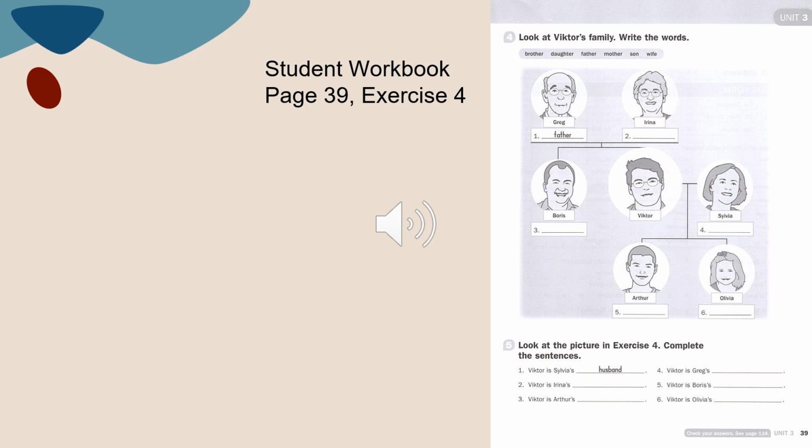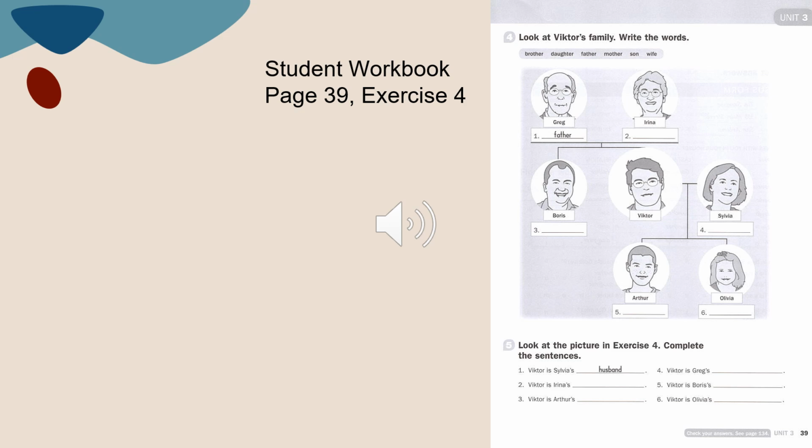And see, Greg, and it shows that he's the father. So cross through the word father because you can't choose it again. So if he's the father, and see the line going across, he must be married to Irina. So what is she? If he's the father, she is the what? Now, look, there are 2 little lines going down from Greg and Irina. And they go with Boris and Victor. Okay, so what do you think they are?